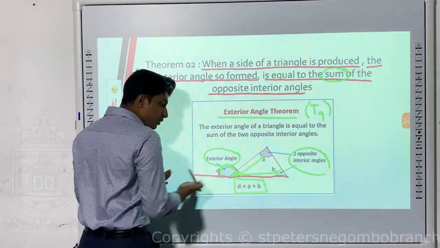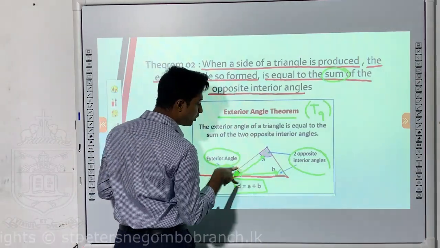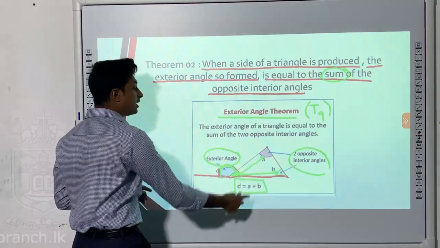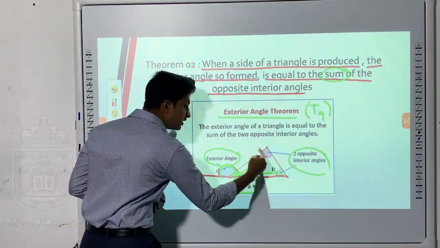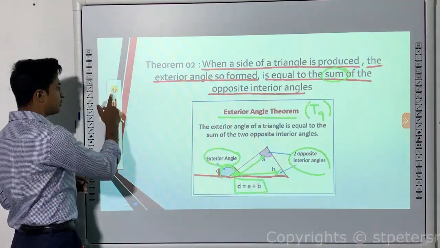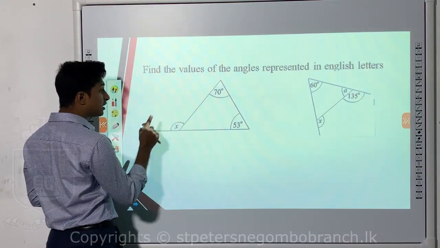When a side is produced, the exterior angle formed is equal to the addition of the two opposite interior angles. The addition of these two interior angles is equal to the outside angle value. Alright, so we are going to do simple questions based on that, starting with a simple question.